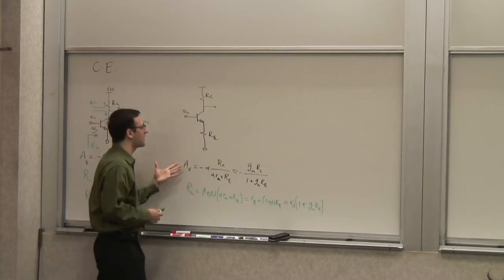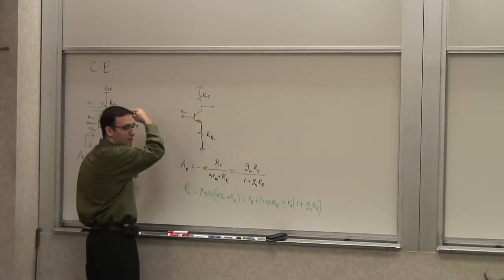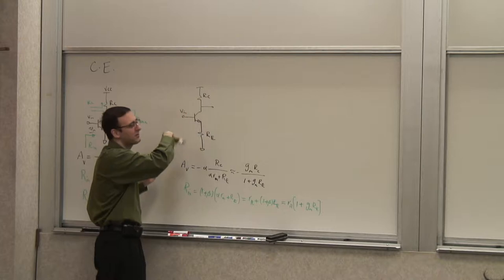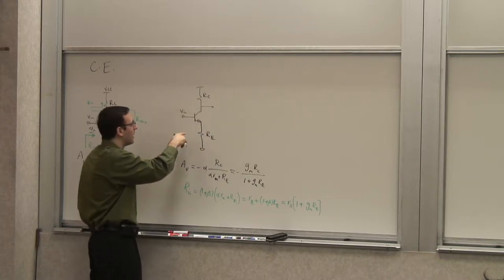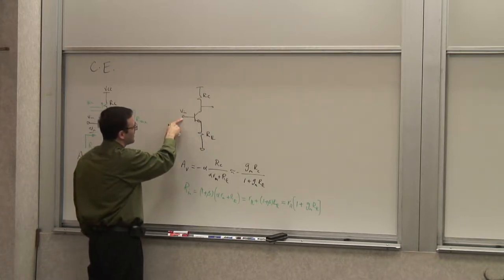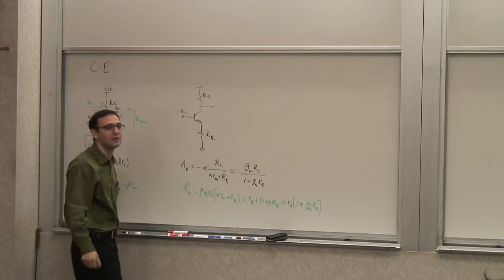So the way I like to think about it is that whatever I have in the emitter, I multiply by beta, or more accurately, beta plus 1, but beta is not good enough for me. And if I want to move something from the base to the emitter, I divide it by beta.